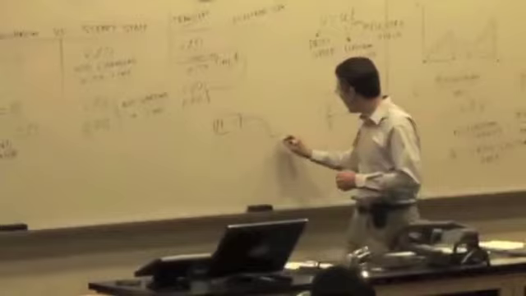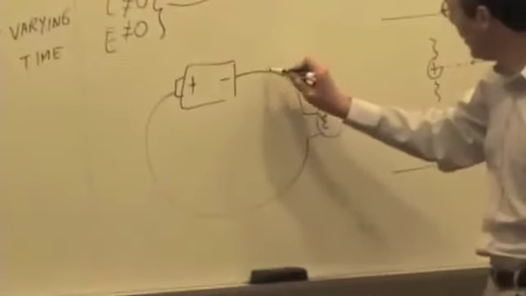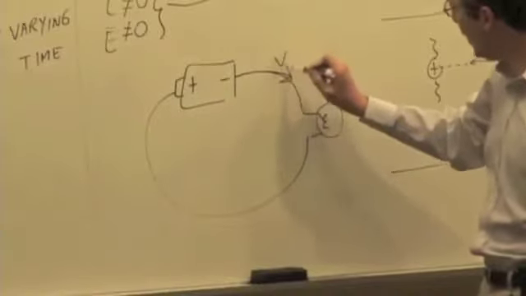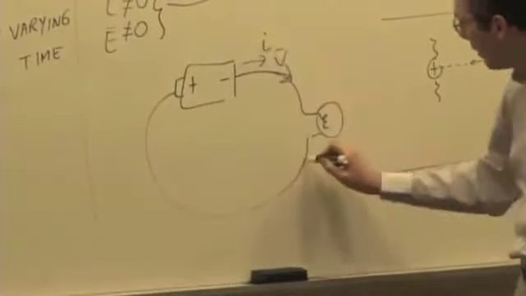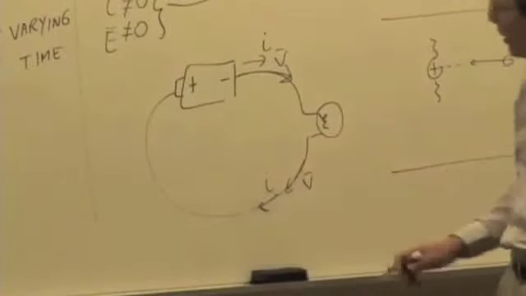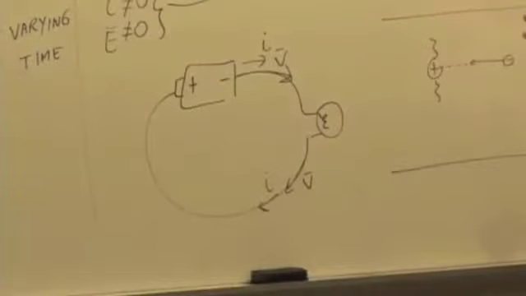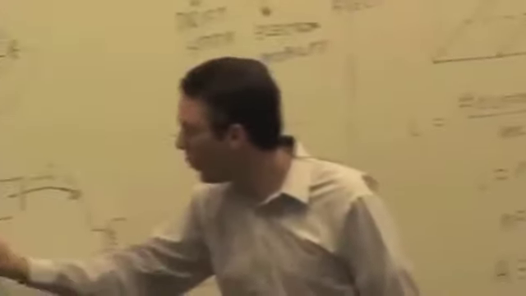Negative, positive terminal of the battery. Here's the light bulb. Okay, so electrons, v bar is that way, and little i is that way, and then v bar is that way, little i, same direction. Conventional current, what direction does it flow? Other way, right? Capital I would be flowing the other way by definition.